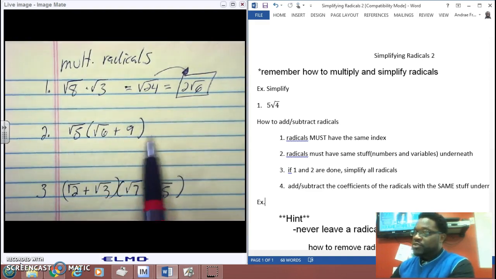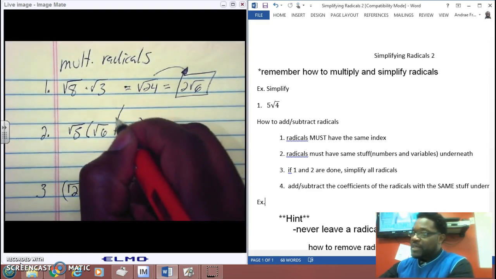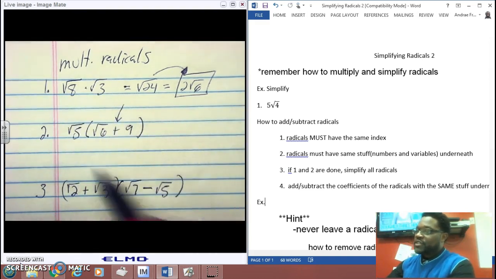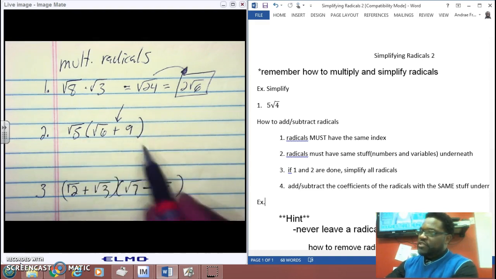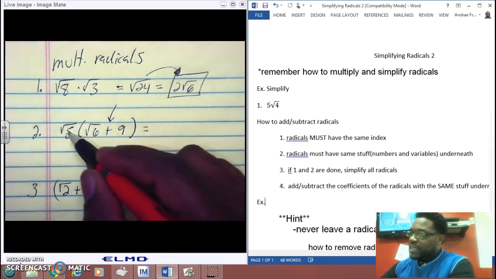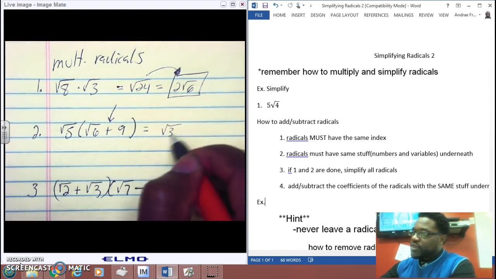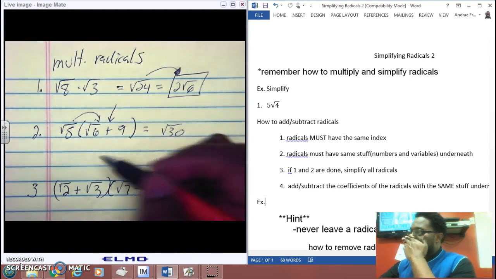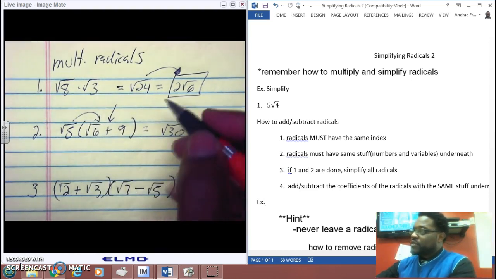Now, this is a distributive property, and I know it's distributive property because I have no sign in between, no plus or minus or anything, just the number outside parentheses. So you've got all the makings of distributive property. That's fine. I can take those two and get the square root of 30. When I multiply those two, I can because they are the same index and the same radical.